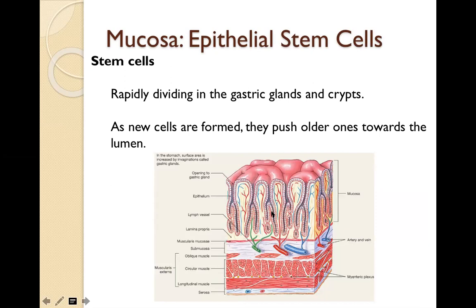And as they push the older ones toward the lumen, those cells change to have a very specific function. So they all start out as the same cell, but depending on what factors they're exposed to, they'll turn into maybe a cell that produces acid. Maybe it'll turn into a cell that produces protein digestive enzymes. Maybe it'll turn into a cell that produces mucus. But all of those cells come from a common stem cell at the base of the crypts and of the base of the gastric glands.